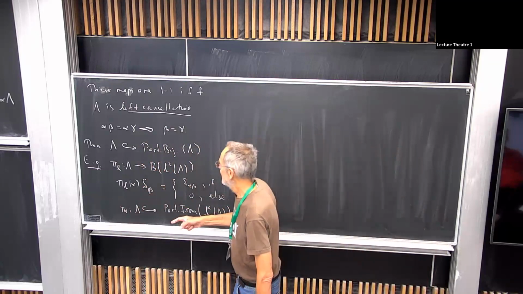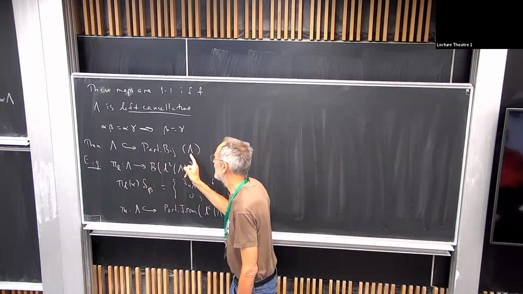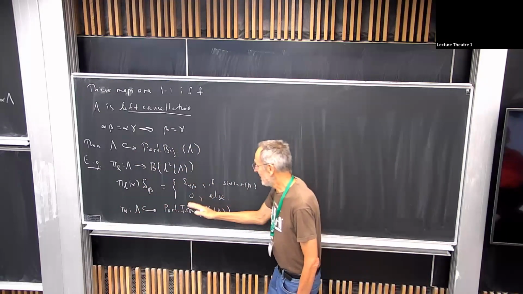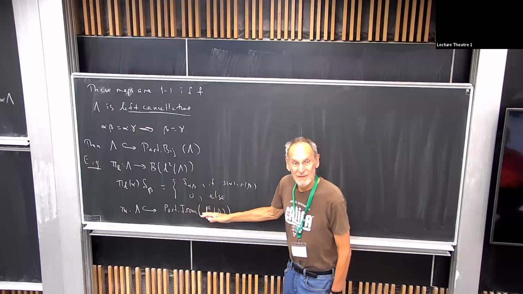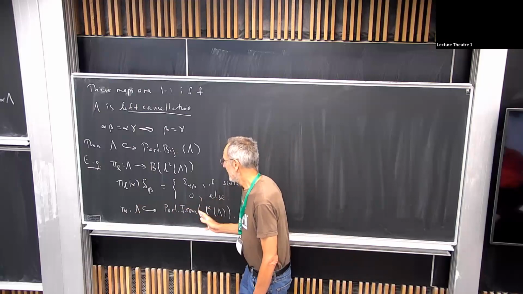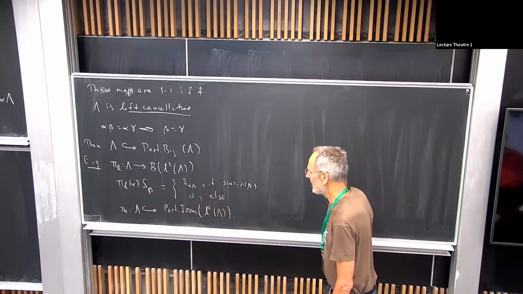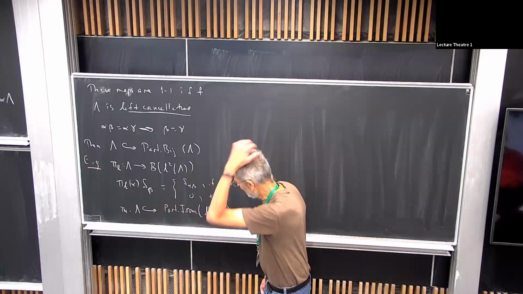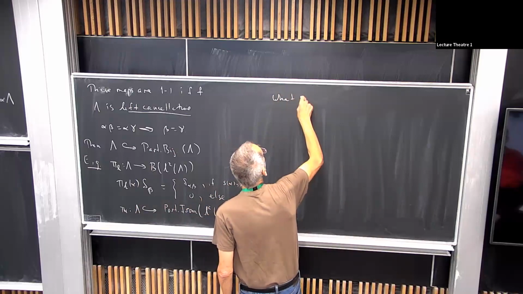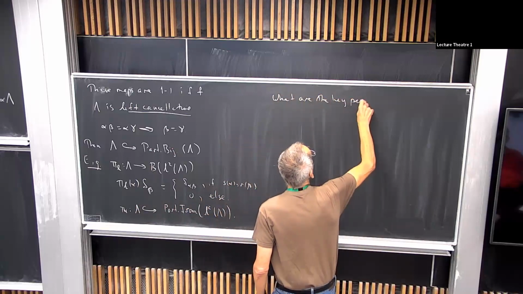Of course, partial bijections of a set, this is an inverse semigroup, but the partial isometries of Hilbert space is not. So this is more than just a homomorphism from lambda into this thing. So what are the key properties of pi alpha? What is the key property?